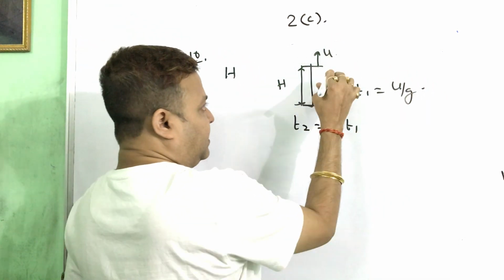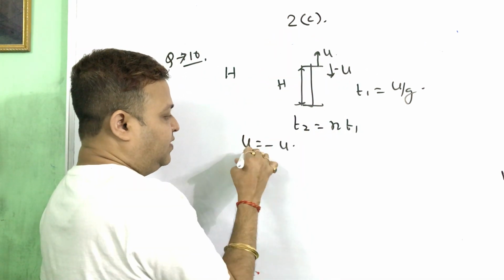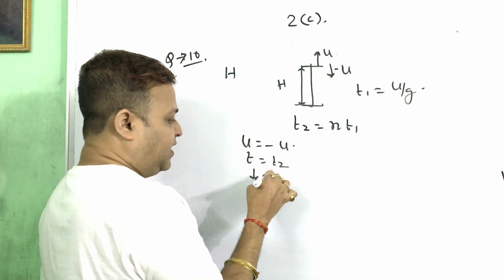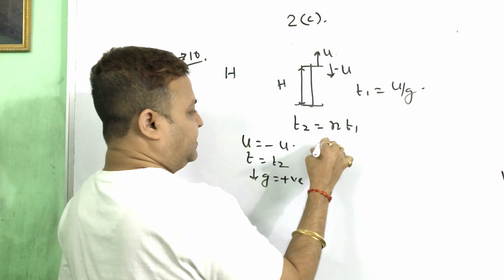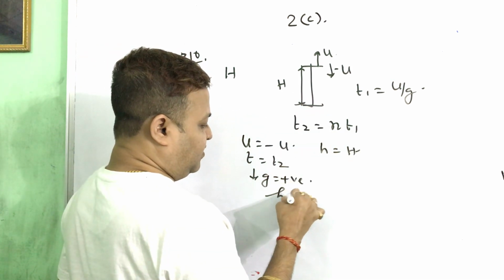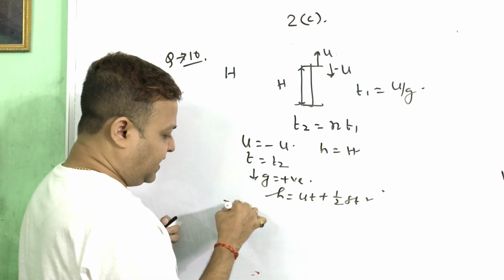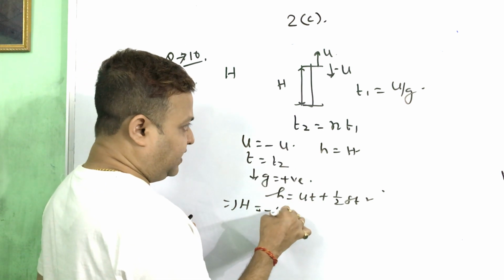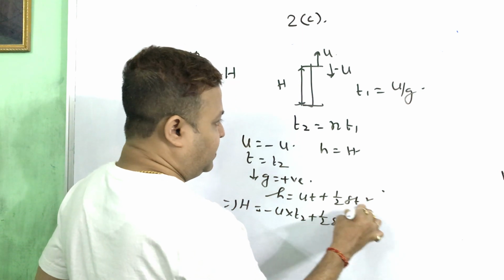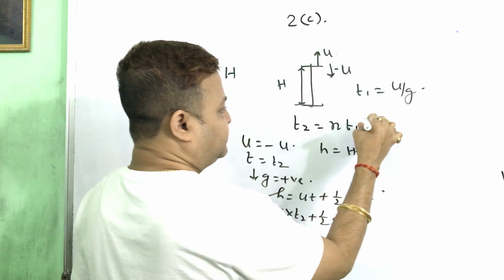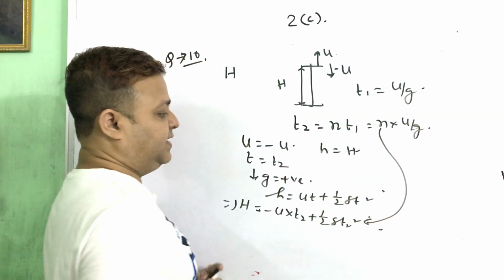Here the time taken to hit the ground, we can write this is the velocity minus u. Here u equal to minus u, time equal to t2. It is moving downward, g equal to positive. Height is h, then h equal to ut plus half gt square. H is capital H, u is minus u into t2 plus half gt2 square. Put the value of t2. T2 is n into u by g. Put the value of t2 in this equation.